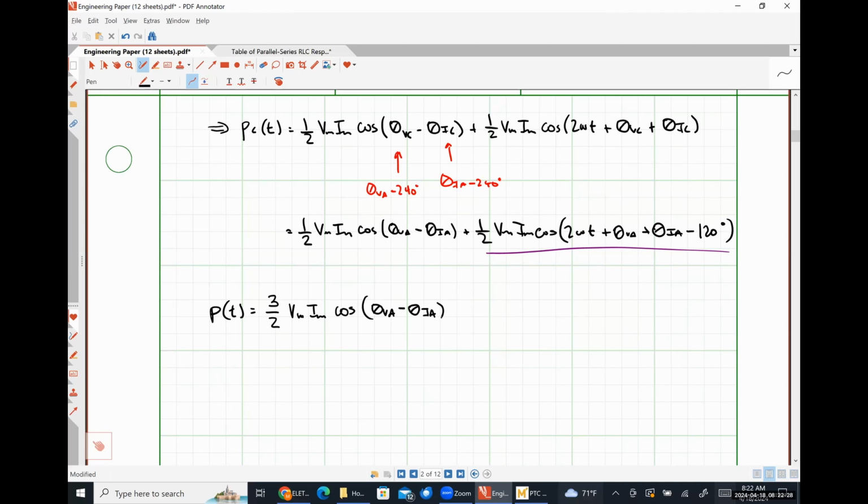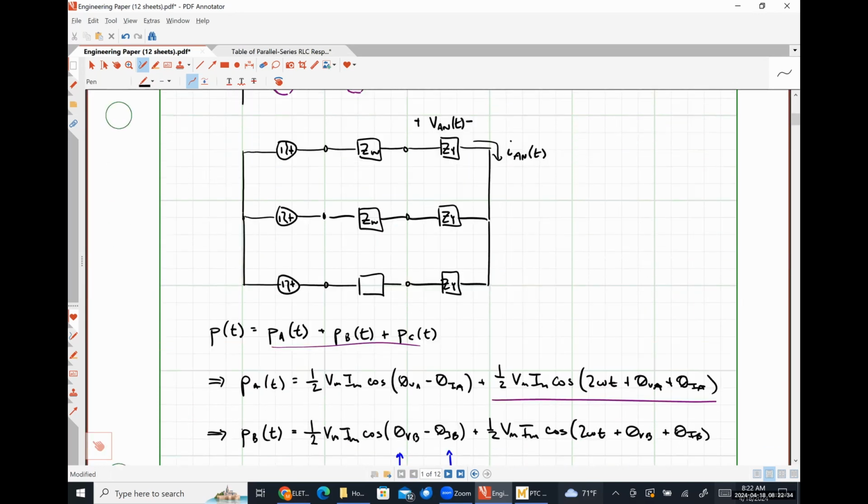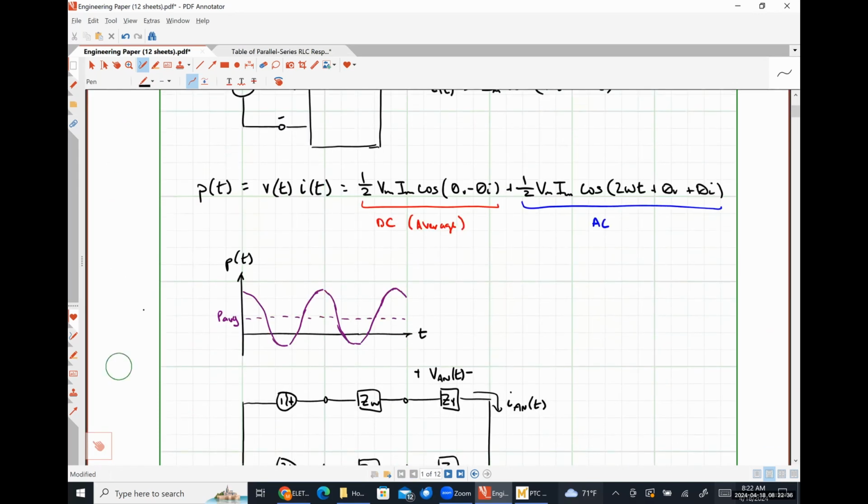There's three waves that are fighting, but they all have some DC offset. So the AC parts cancel each other out, and the DC offsets add together. 100% right. Yes.